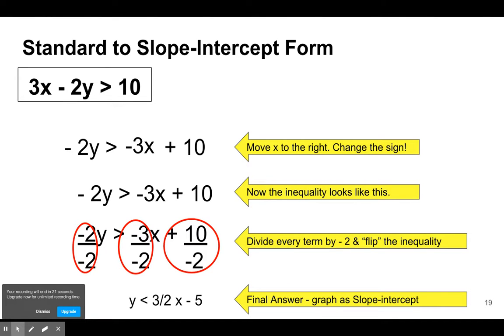But now that it is in slope-intercept form, we could use the M and the B here to draw that line and to graph. All right, so what you should be able to do is graph a line, whether it is in point slope, standard, or slope-intercept form, and then decide if that line is going to be shaded, dashed, or solid.